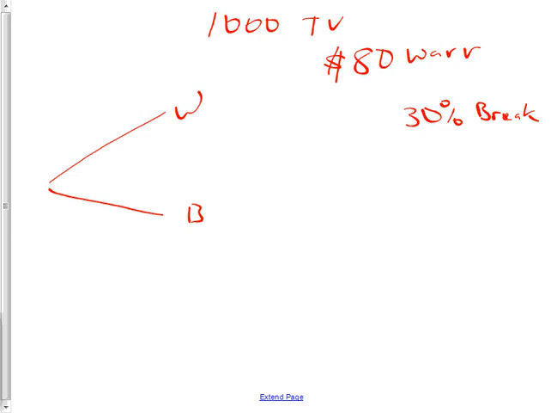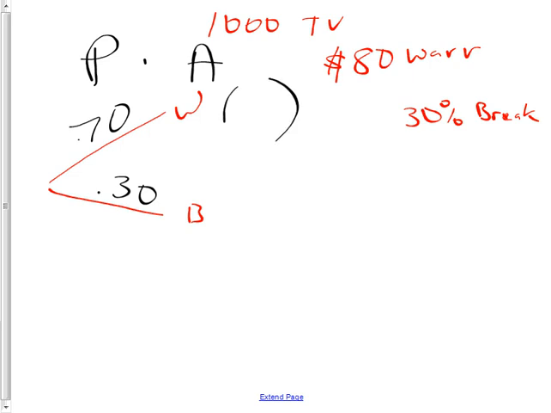Here we go. Works probability. 70% chance it's going to work. 30% chance it's going to break. This is P times A, and then we're going to do what after that? Add. P times A, then add. Okay, the amount I get if it works: you walk in with your TV and say, my TV works. They're going to be like, get out of here. You don't get anything. If you say, my TV broke, they actually owe you something. They owe you the money back on the TV.